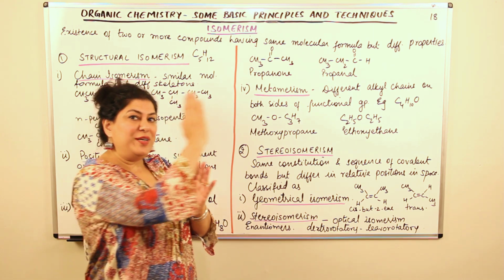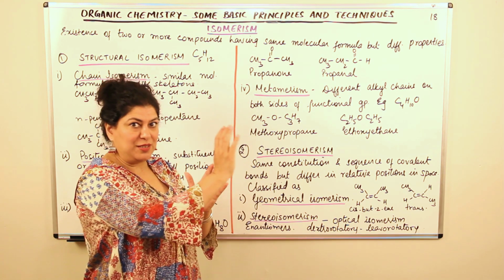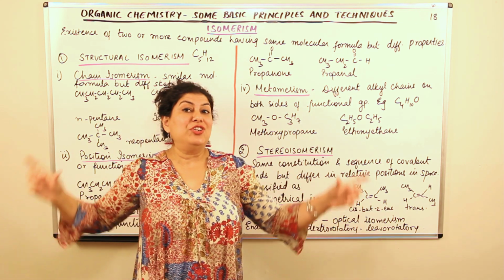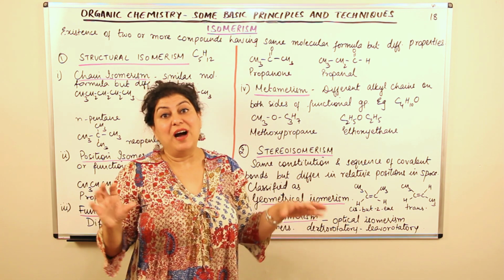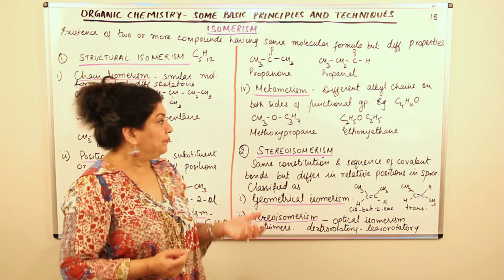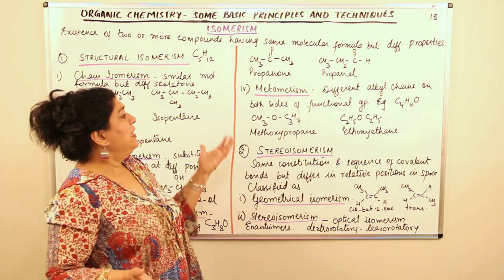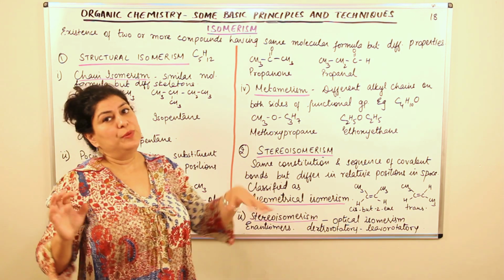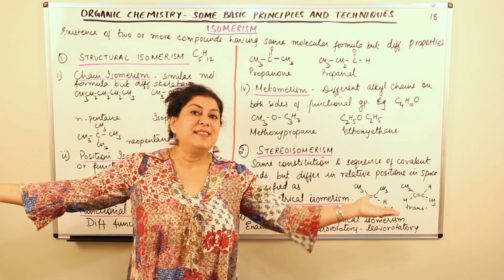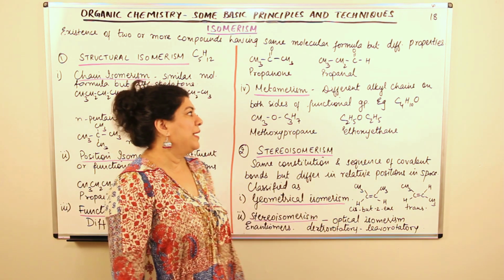Isomers where the CO is present at different positions are like functional group isomers, but the number of carbons on each side makes them different. Such isomers are known as metamers. The different alkyl chains on both sides of the functional group, if the number of carbons on both sides is different, such isomers would be known as metamers.